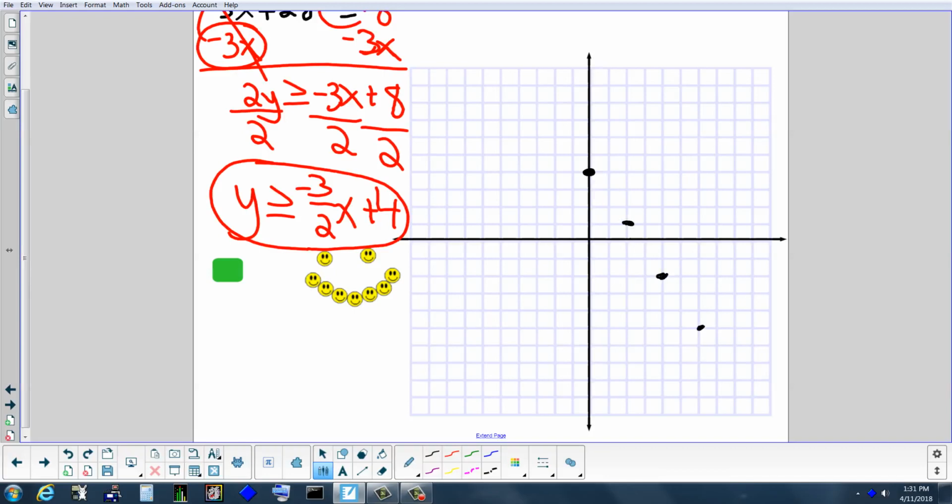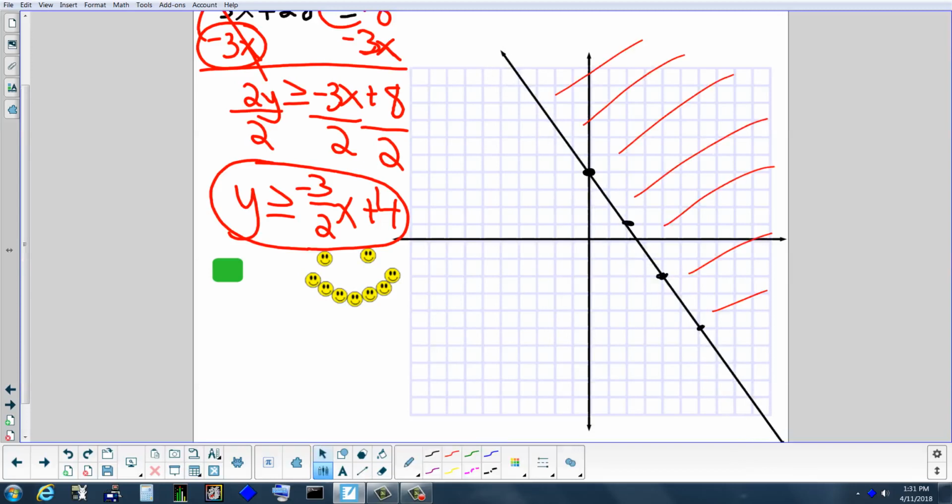All right. Solid or dotted? Solid. So put your line probably about like that. Shade above or below? Above, right? Because it's greater than? Yeah. Greater than is above. So there's my shading.